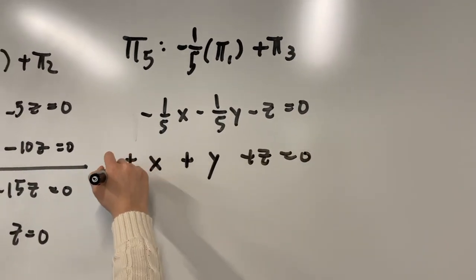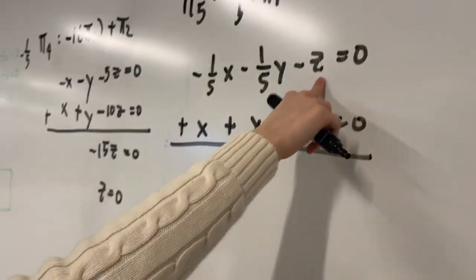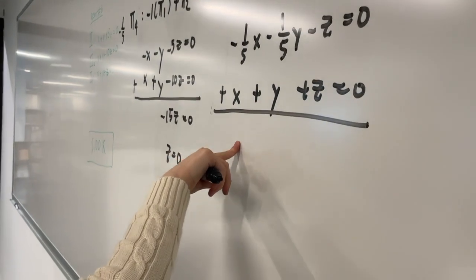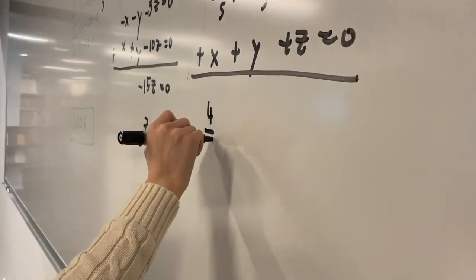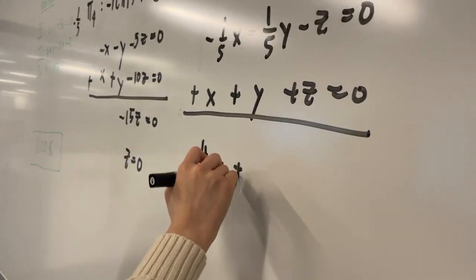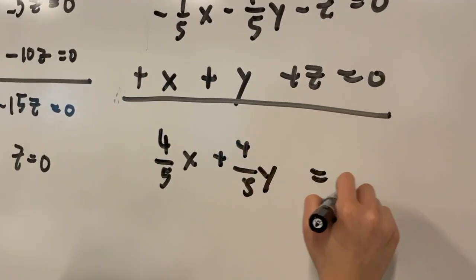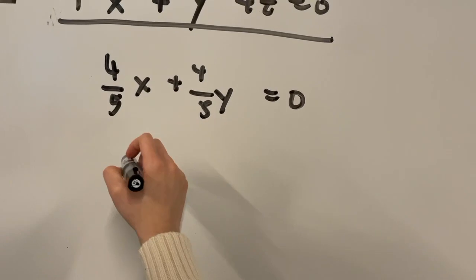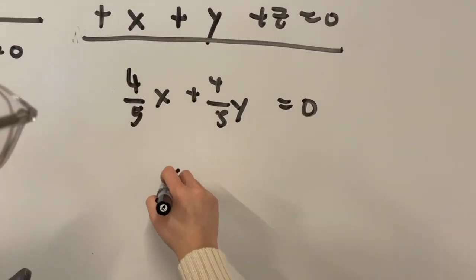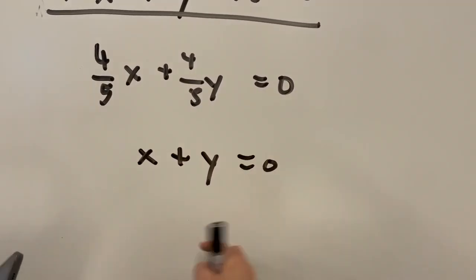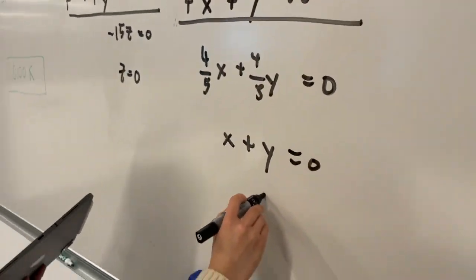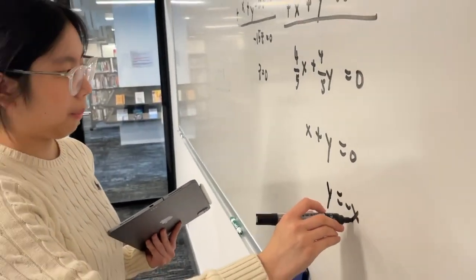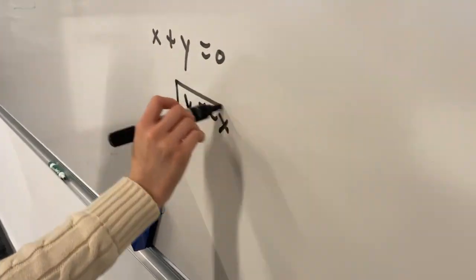Now you can see that you can eliminate z, and from this you'll get 4/5 of x plus 4/5 of y equals 0. Then you can multiply the whole equation by 5/4, and you get x plus y equals 0. So the relationship between x and y is just y equals -x. So the information we got is these two.